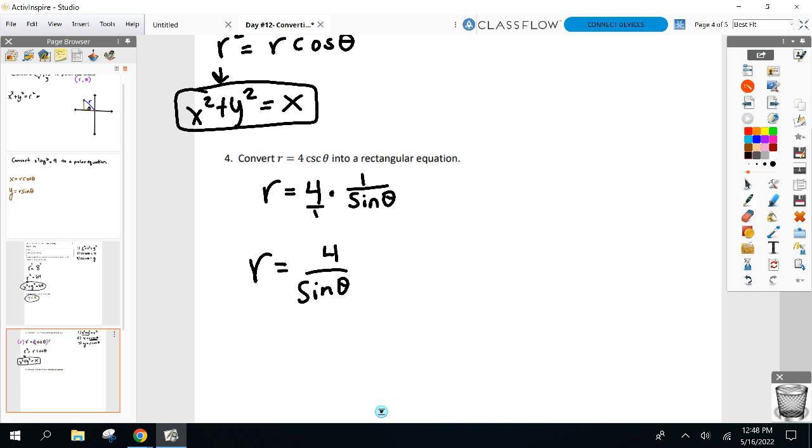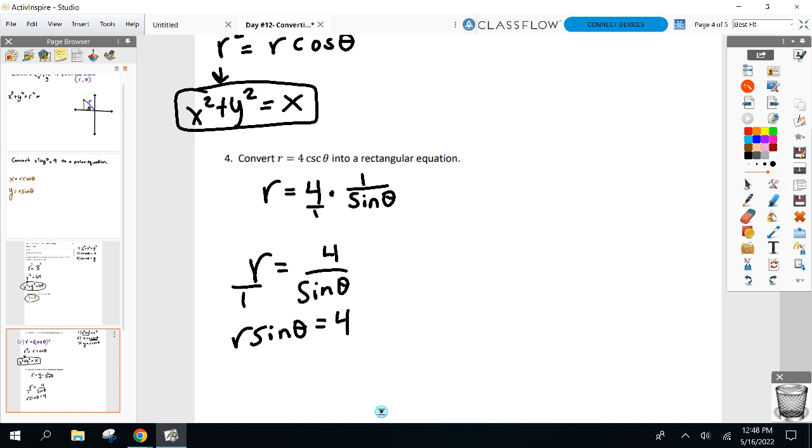You're getting there. Can you just multiply by sine theta? Yeah, just multiply by sine. Go ahead, Ryan. If I cross multiply, what do I get here? You cross multiply here. R sine theta. And what do we get on the right side? 4.